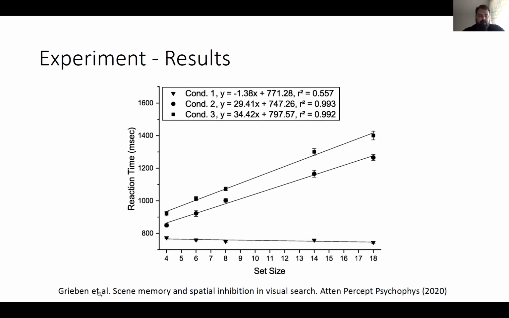If you're interested, you can look up the Grieben et al. paper in Attention, Perception, & Psychophysics 2020, last year, and there we also have a mathematical explanation of why this difference is really the correct difference. It may not be obvious, because you could say there's a very small difference in the efficiency, but this is really the correct difference, and it results from the capacity limitation of visual working memory.